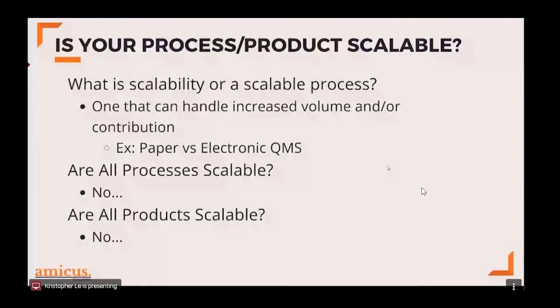Whereas an EQMS system that is electronic is really doing a lot of the moving of the paper, and it's all about just licenses and logging in, and that's a scalable process, right? A small operation and a very, very large manufacturing facility can both operate on the same QMS system if it's electronic, right? So are all processes scalable? No. Are all products scalable?